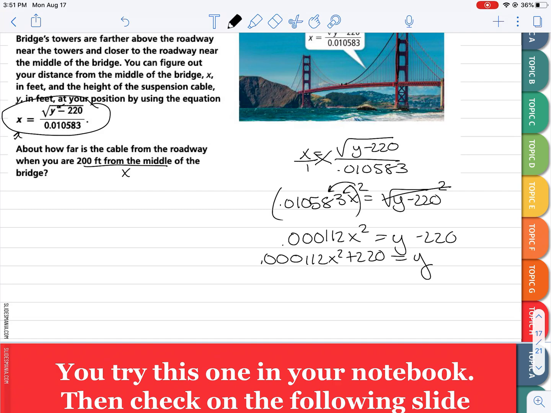Okay, so we've solved for y, so now let's see if we can figure out how far the cable is from the roadway when you're 200 feet from the middle. So we're going to substitute in our 200 feet for x. And then you're going to grab your calculator and do some calculating on there. If you substitute all that into your calculator, you should get about 224.48 feet.